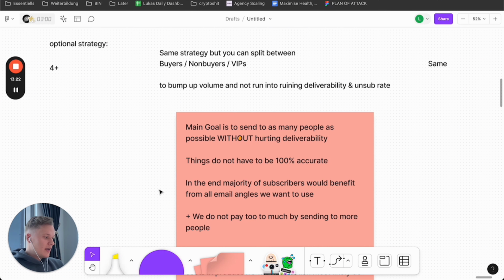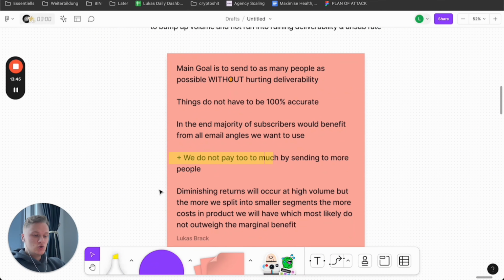For example, if they were looking at pens, they might be interested in a notebook, even though they were looking at a pen. That's why we do not want to exclude everyone who looked at a pen. Things do not have to be 100% accurate. In the end, the majority of subscribers will benefit from all email angles we want to use. Plus, we do not pay too much by sending to more people.